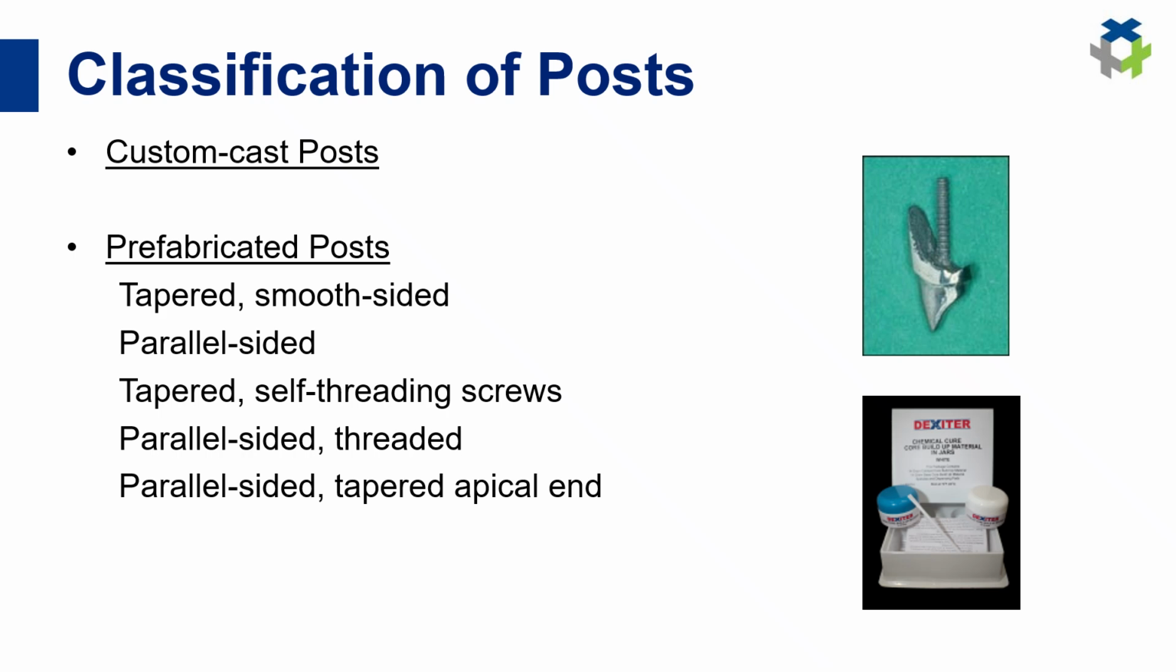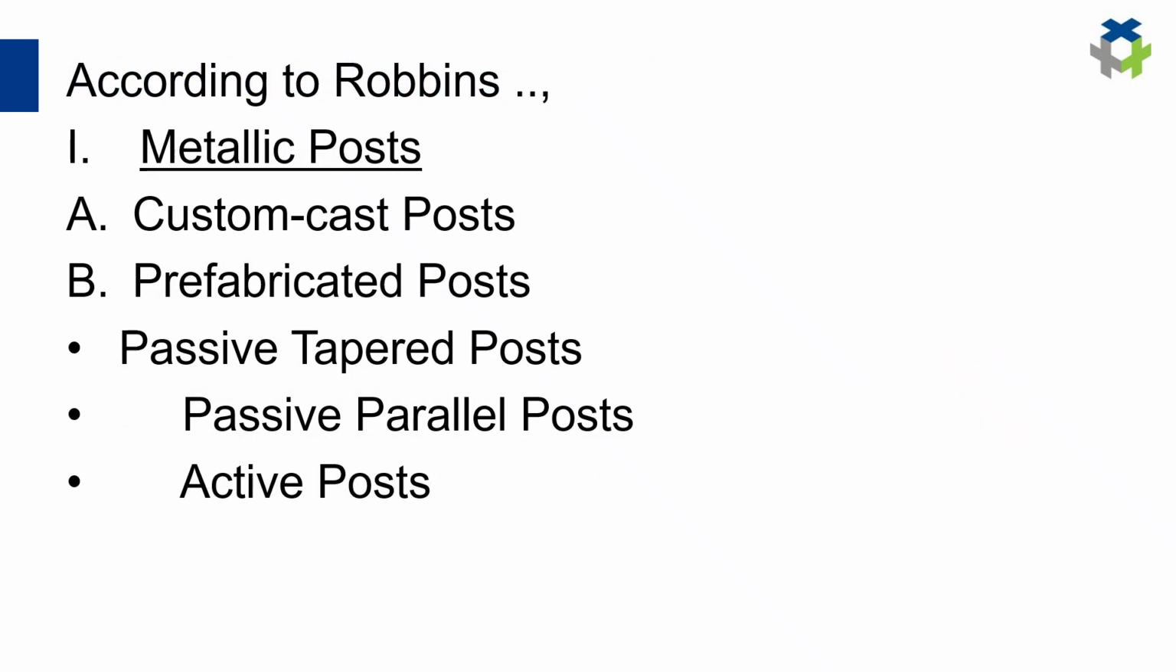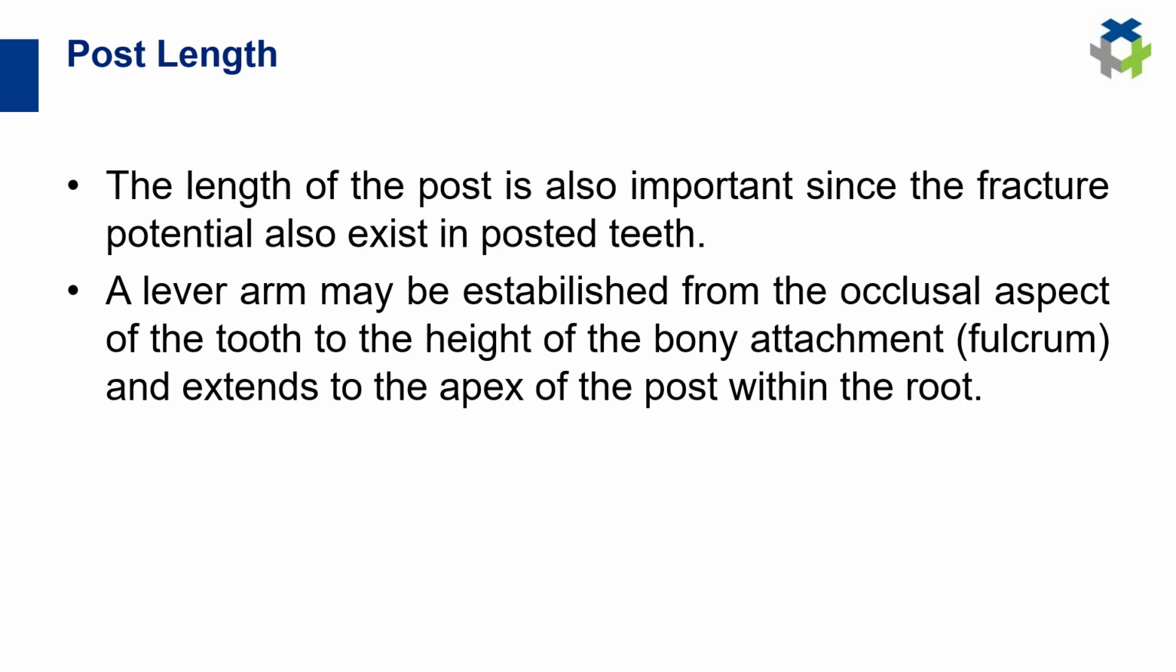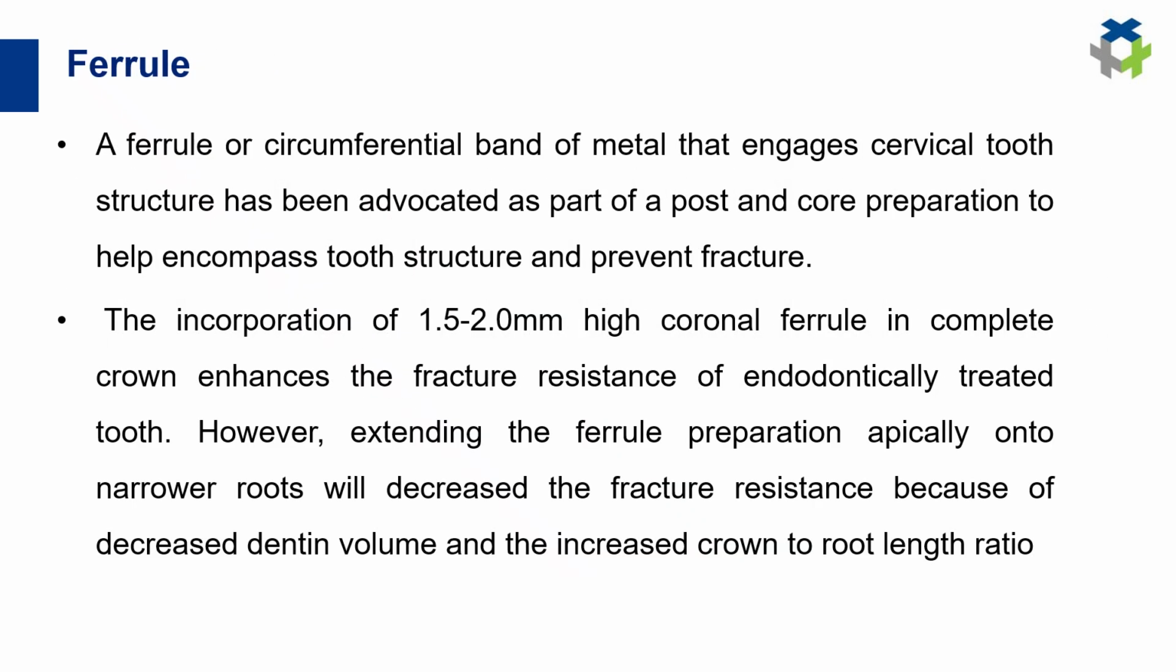So posts can be custom made posts, prefabricated posts, or metallic posts, or non-metallic posts. So we will see each one in detail. The post length is usually kept at 6 to 8 millimeter. Also, we should not extend it too much into the root, so that there is no possibility of root fracture. Always incorporate 1.5 to 2 millimeter of natural tooth structure around this post.